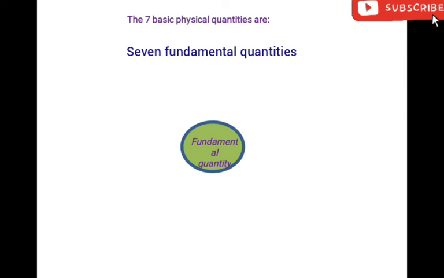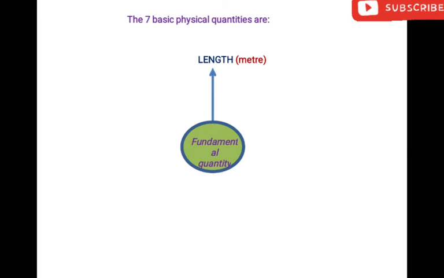Now let us examine and list the 7 fundamental quantities and their units of measurement. First, we have length. Length can represent distance, height or breadth, so together they are referred to as length. It is measured in meters with a meter rule. Next is time, measured in seconds with a clock.